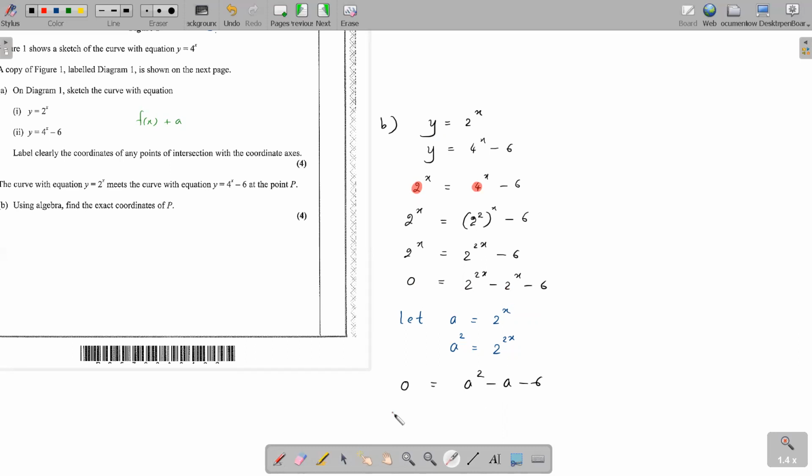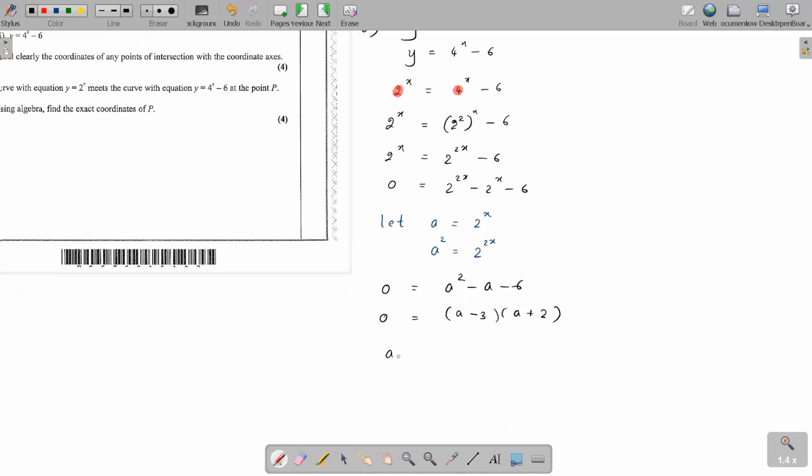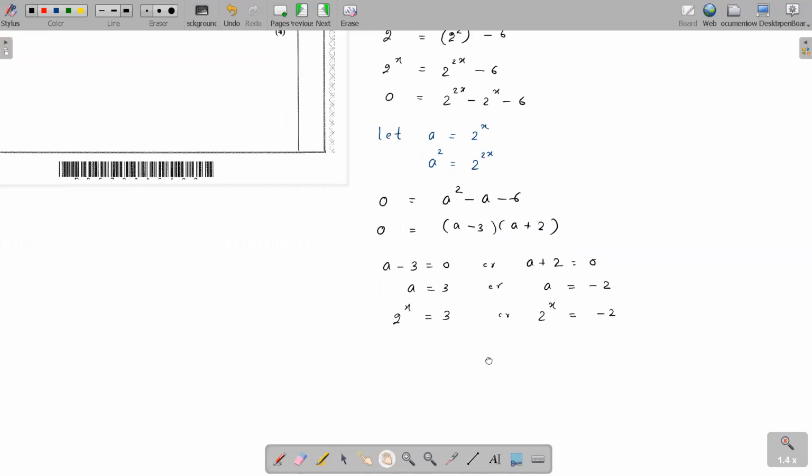You can type it into the calculator using ABC, or it's pretty obvious the factors here, isn't it? So I think it's quite easy to see here. It's a minus 3, a plus 2. Making each bracket equal to 0, a minus 3 equals 0 or a plus 2 equals 0, we get a equals 3 or a equals minus 2. So who is a? A equals 2 to the power x. So replace a back with 2 to the power x, and now it's time to turn the index form into log form.